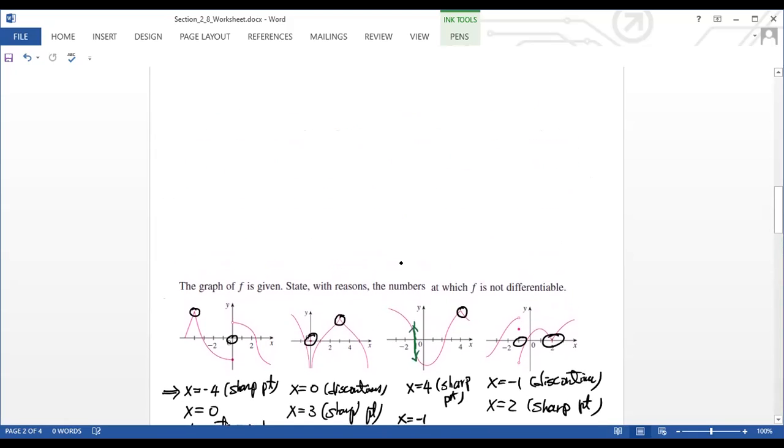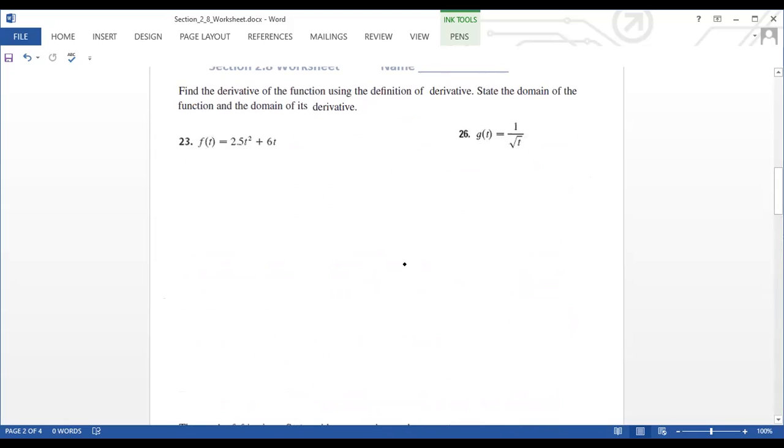Okay, so now let's take a look in here. They say find the derivative of the function using the definition of the derivative. We did a lot of these problems in our previous practice, using the limit as h approaches zero. This one here is pretty easy. Just like in the previous practice, you just need to be very careful about the algebra, right?